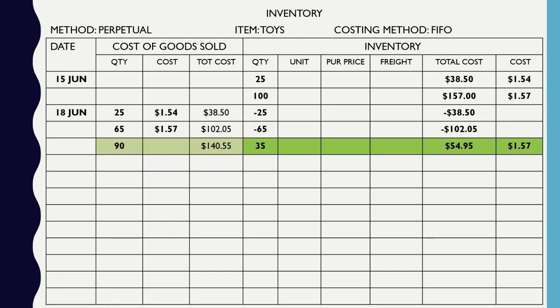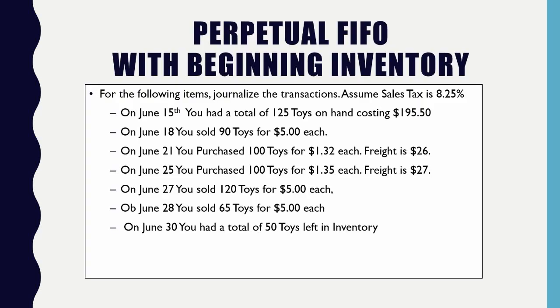$54.95. And I also calculate on this side my total cost of goods sold, right? I have a total of 90 items, and here I also recognize that the cost of the entire 90 items is going to be $140.55. So then, what happens on June 21st?